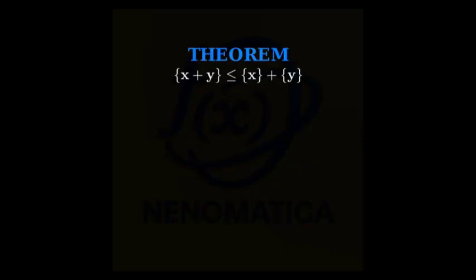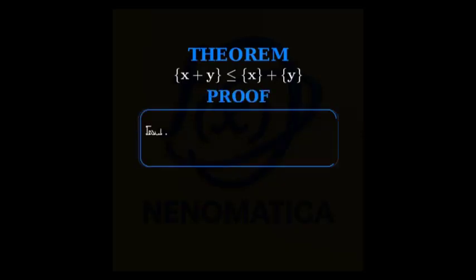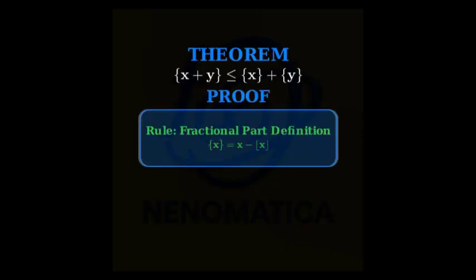We will prove a classic theorem about fractional parts. We follow the exact steps and rules as presented. Theorem, proof, rule boxes, and a worked example. Proof outline and rule, reminder. We will use the definition of the fractional part. Brace x equals x minus floor of x.